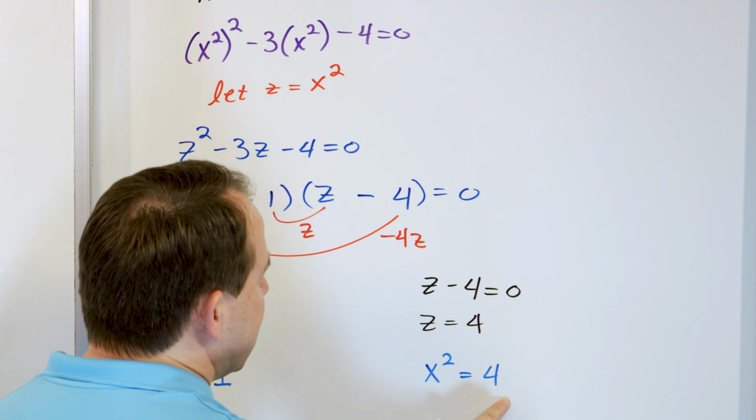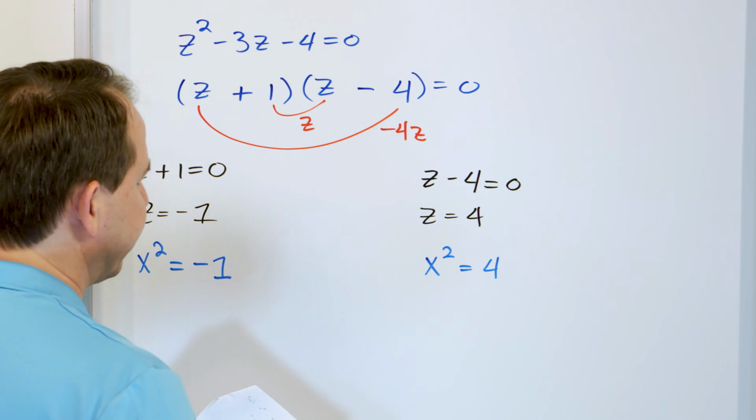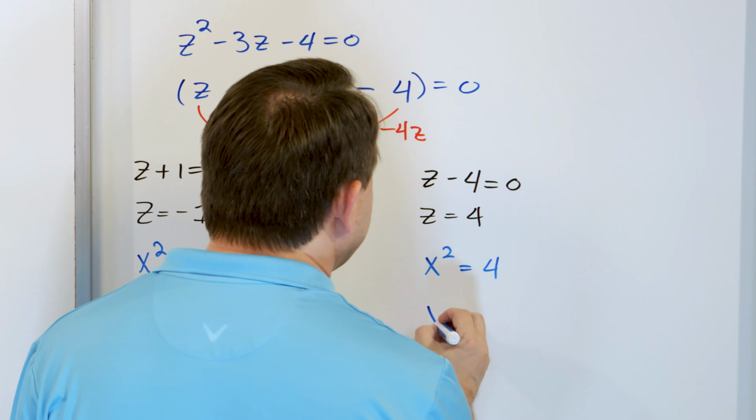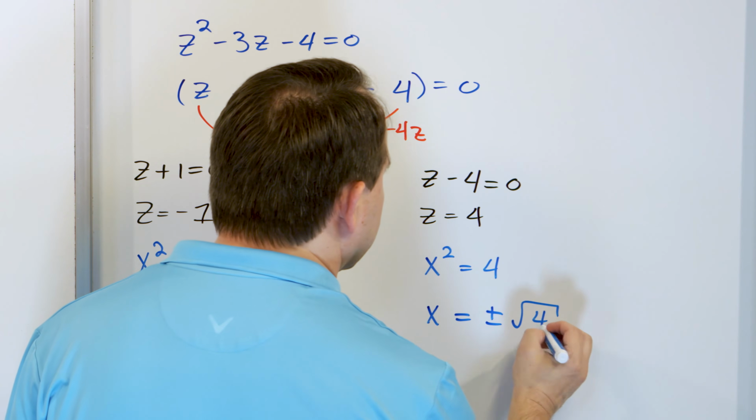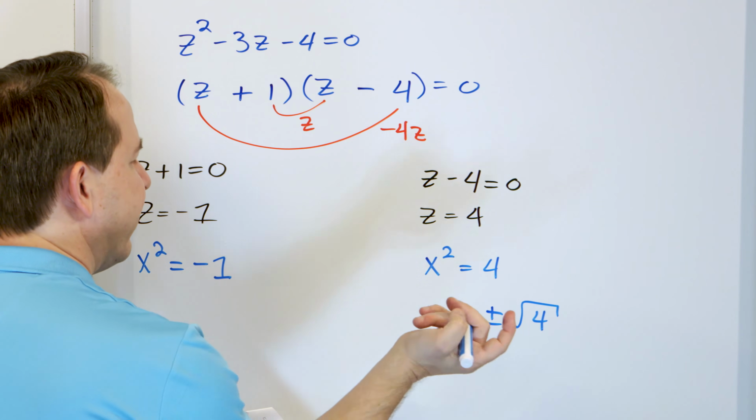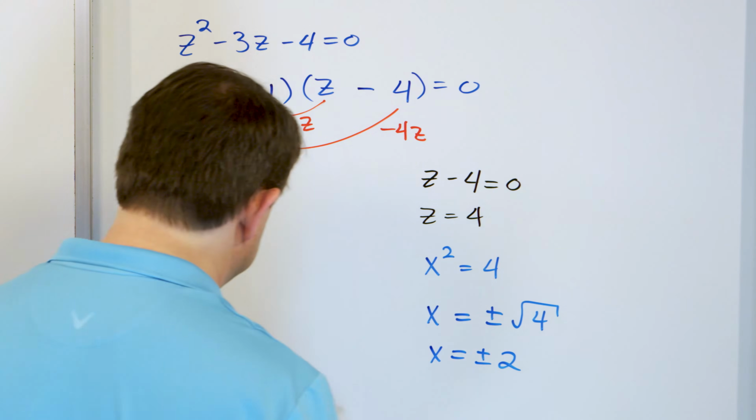To solve this, I'm going to have to take the square root of both sides. So I'm going to take the square root of the left, and on the right, I'm going to have to insert my plus or minus square root of 4. The square and the square root cancel, giving me x here. So over on the right-hand side, I have plus or minus 2.